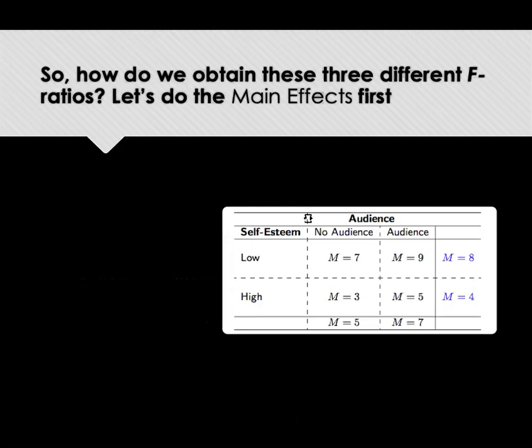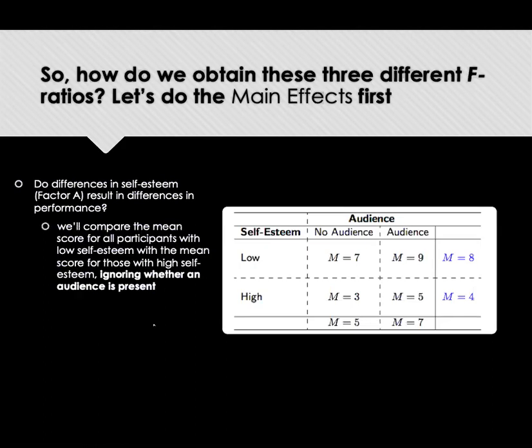Okay, so how do we get these three different F ratios? We'll do the main effects F ratios first, okay? So the first main effect, do differences in self-esteem, that's factor A, result in differences in performance? Remember, main effects is just looking at one factor or independent variable at a time.